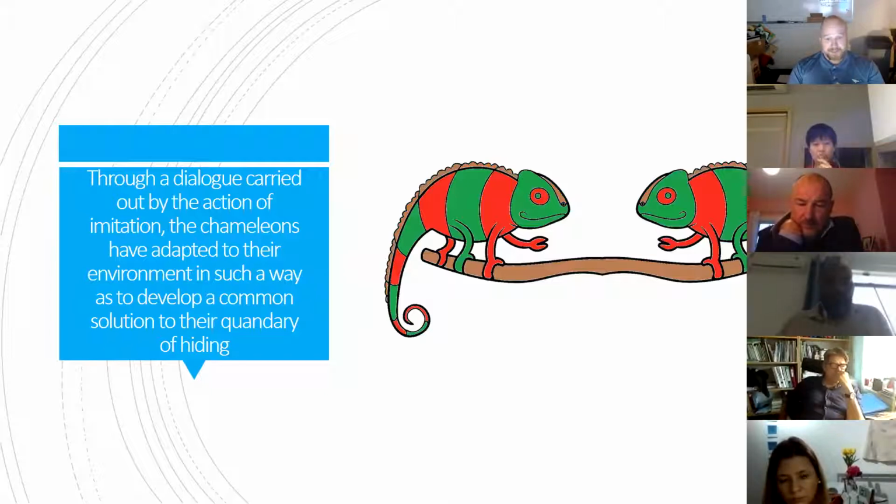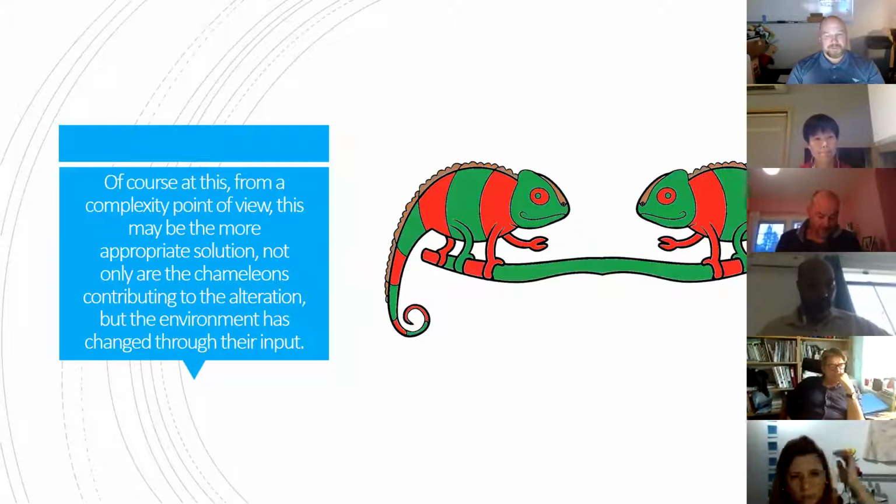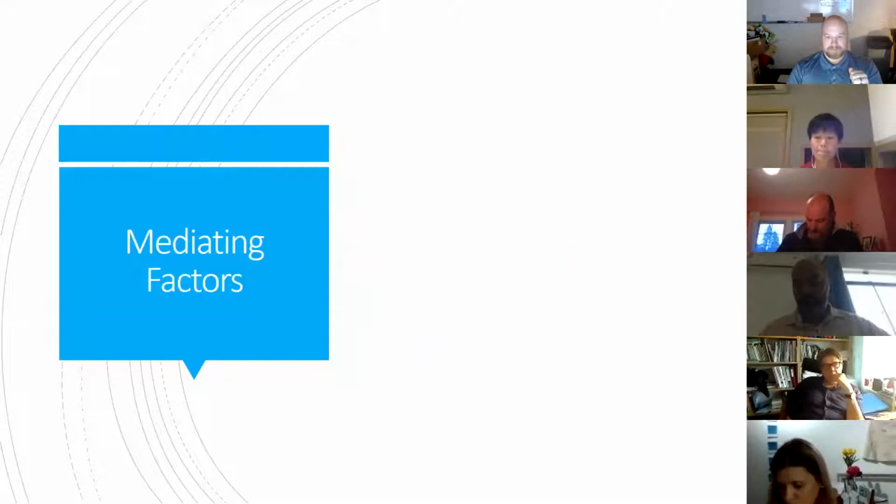Now, from a complexity point of view, we know that a system not only will be influenced by the environment, but will also influence the environment. So this may be something that we would conceptualize as happening, but definitely would not happen. So we see that this is a very, very simple view of a conversation that has happened between two entities based on a mimicked relationship.